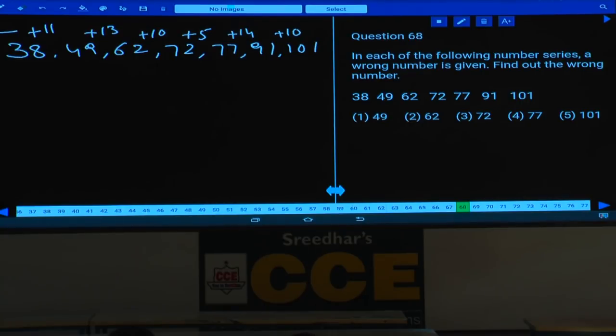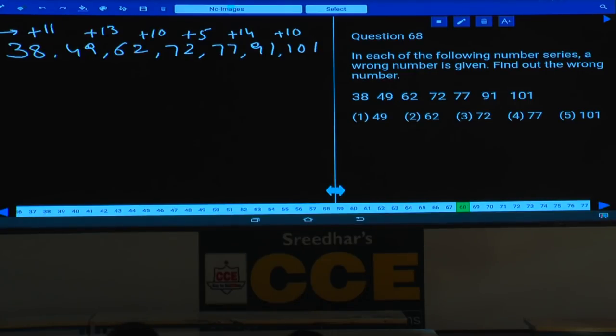Is there any specific pattern among the differences? 11, 13, odd numbers, if you take prime numbers, then it must be either 15 or 17, but here it is 10. Again 5. Again 14 and 10. There is no specific pattern among the differences. Any logic then? No, sir, no double difference here. The numbers are not in a sequential order. If the numbers are in a sequential order, then it can be double difference or triple difference and so on.